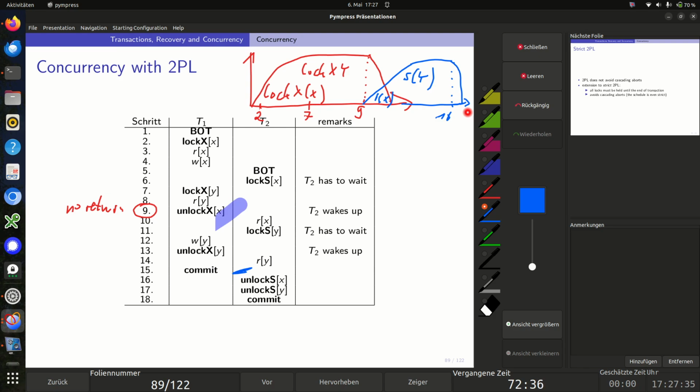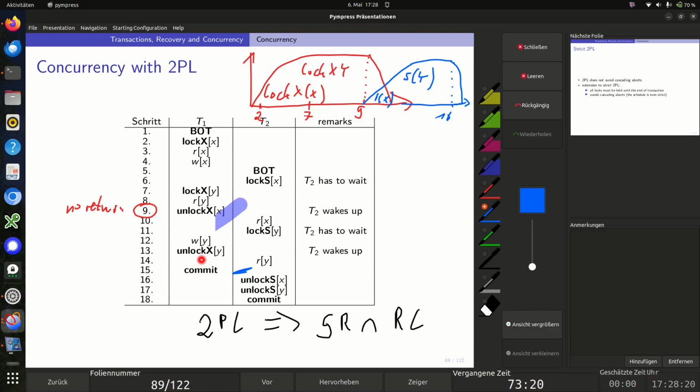The idea is that 2PL ensures serializability. If there's a schedule which follows 2PL, we can assume serializability, and we can assume that we only have recoverable schedules. So from 2PL we know it's serializable and recoverable. But the problem is that we do not avoid cascading aborts.